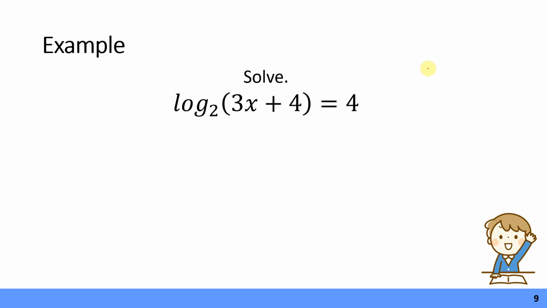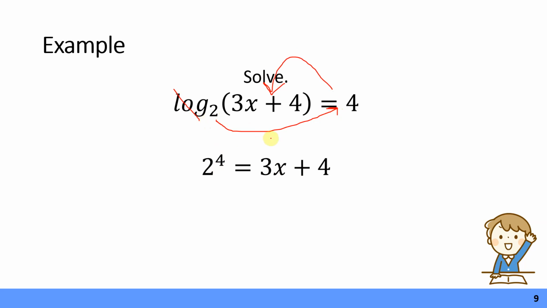Now let's go ahead and try this one. Step 1, make sure you have a single logarithm. We only have one, so step 1 is done. Step 2, we're going to have to rewrite this. Again, this is a procedure. 2 is my base to the power of 4 equals everything inside the parentheses. So there we go: 2 to the 4 equals 3x plus 4. Again, the log is gone, so our life is so much easier.